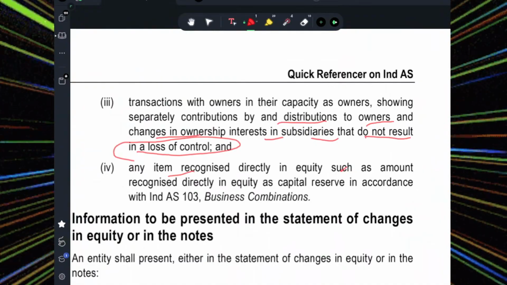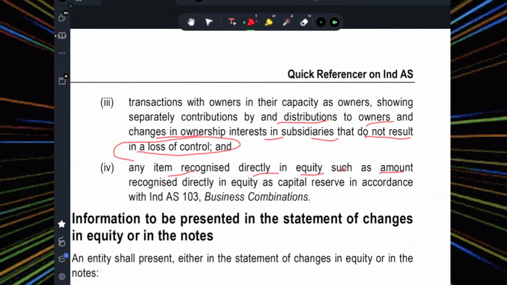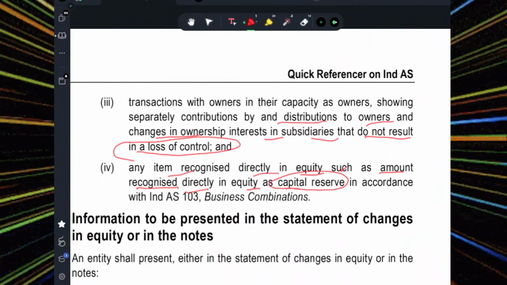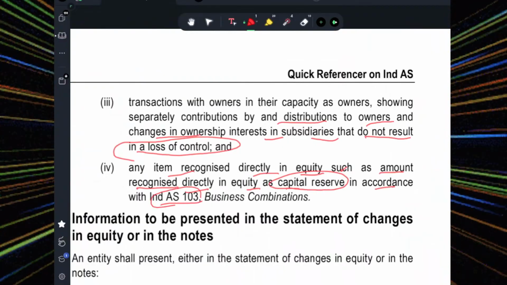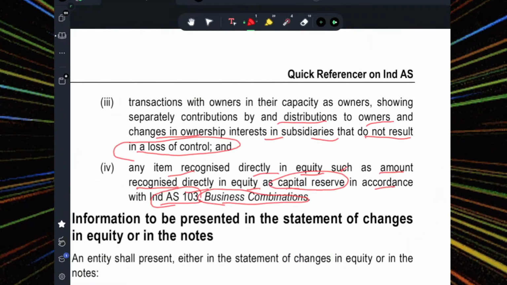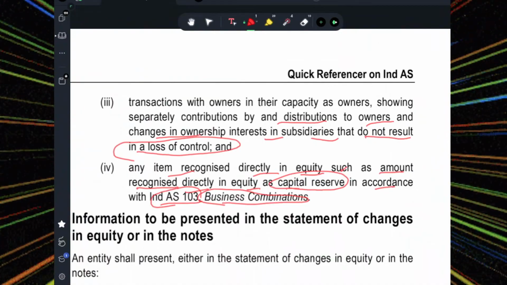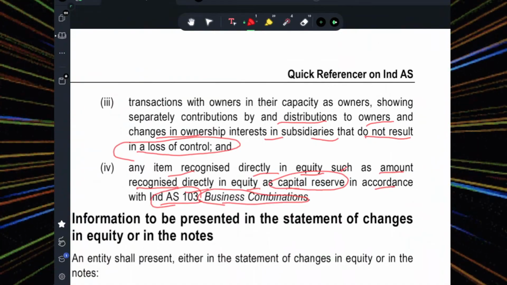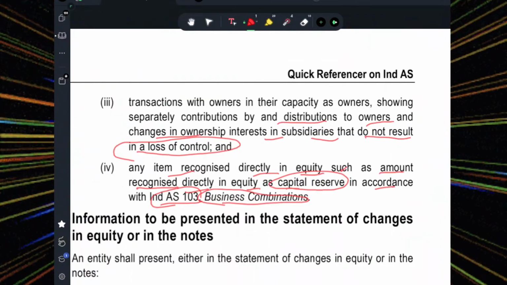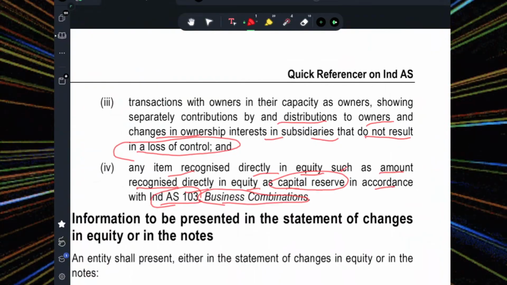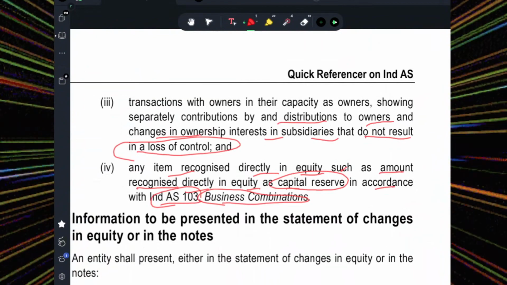Any item recognized directly in equity, such as a capital reserve in accordance with Ind AS 103, Business Combinations. As per the accounting standard on business combinations, if there is an amount in equity that is recognized directly as a capital reserve, then you should apply Ind AS 103. What is Ind AS 103? Business combination.